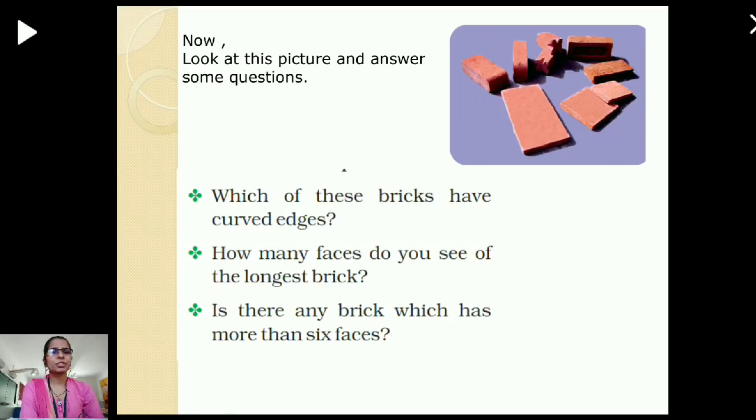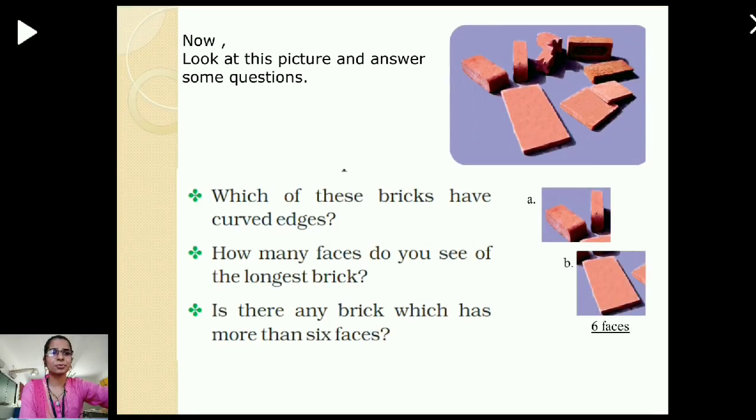Looking at this picture, there are certain questions given here which are very easy and which we can quickly solve. See, which of these bricks have curved edges? In this picture we can see that the top two bricks have curved edges. Just now, in the previous slide, we saw the curved bricks, that is, bullnose rounded bricks. Now, how many faces do you see for the longest brick? We can see that this brick in the picture is the longest brick because its length is longer. When we measure lengthwise, it is called the longer brick.